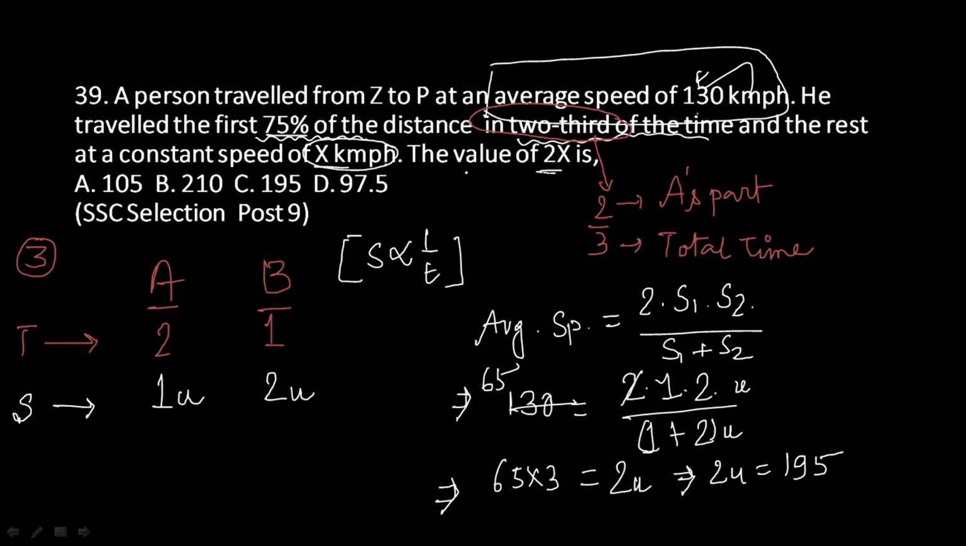Because it says the value of 2x is required. The rest is at a constant speed of x km per hour. So it is requiring the value of 2x. So the value of 2x is 195. I hope it is clear to you. So 195 will be the answer.